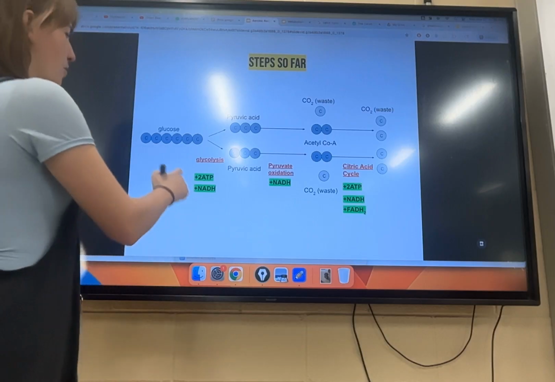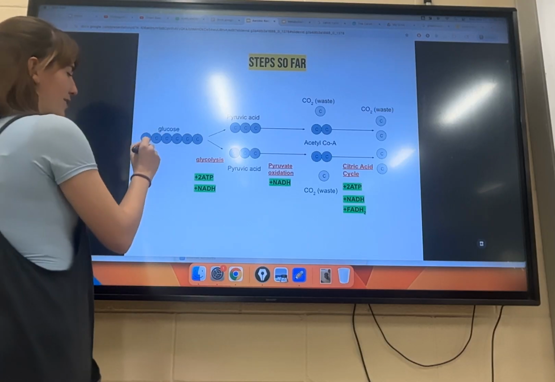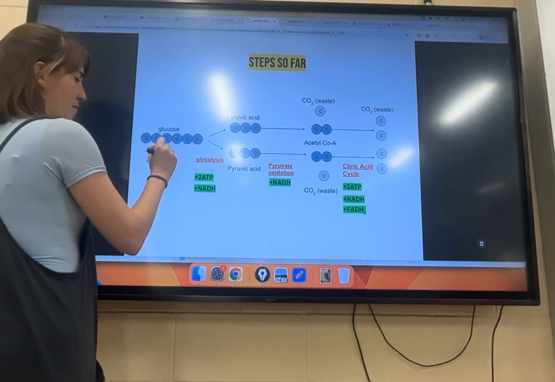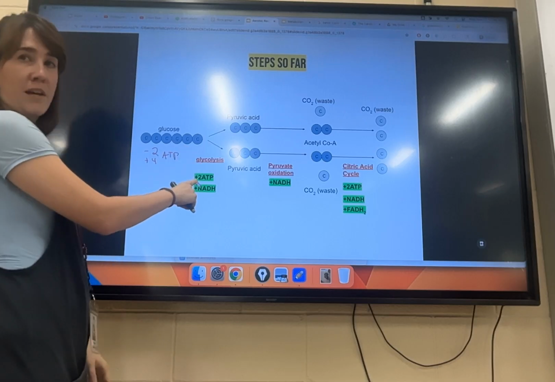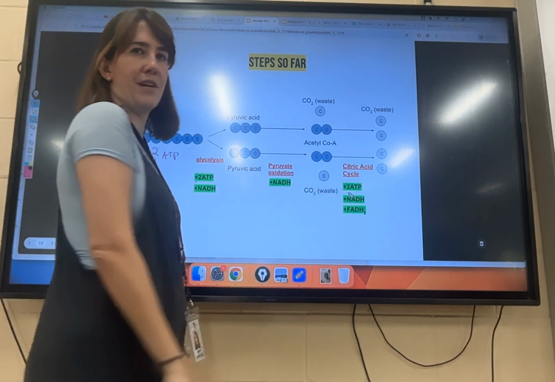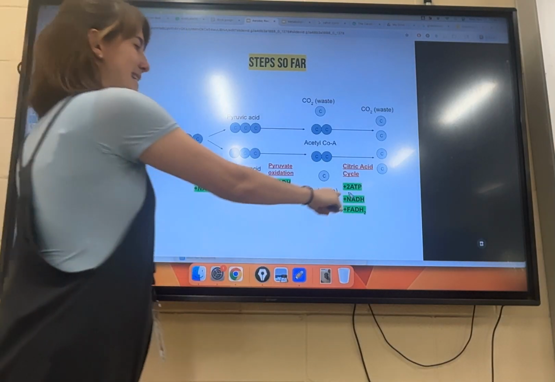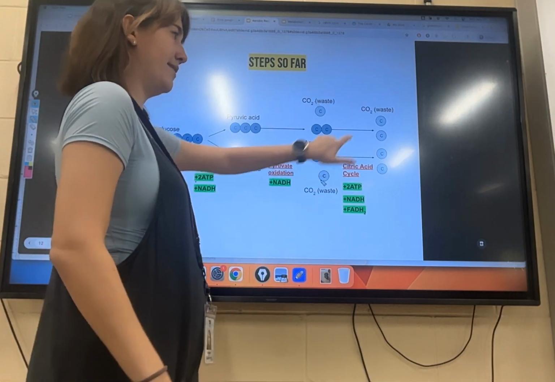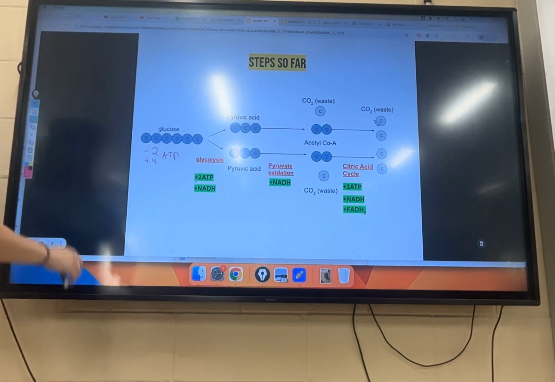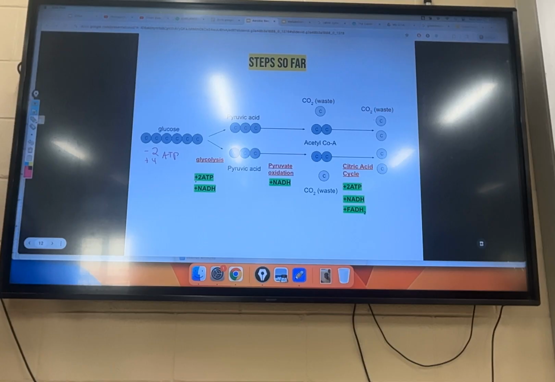So in glycolysis, we spent 2 to make 4 ATP. So in total we made 2 there. We make another 2 in the citric acid cycle. So in total we've made 4 ATP. We have now made 6 CO2 at this point. We've broken all of the carbon-carbon bonds from the glucose that we started with.